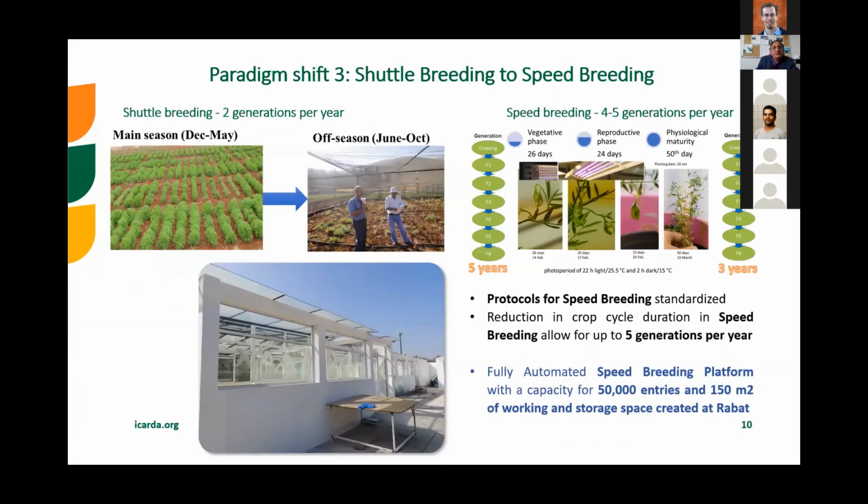Third one is that we have shifted from shuttle breeding to speed breeding. Earlier we used to take 2 generations per year. Nowadays we are taking 4 to 5 generations per year. So earlier we used to come out with the finished products in 12 to 14 years. Now one can have finished products in 5 years for testing in the farmer's field.